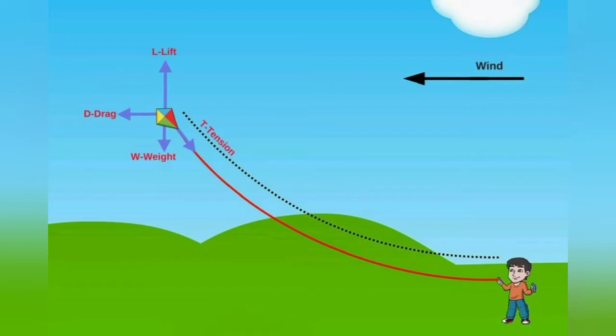Here is an awesome little graphic that I found online that illustrates how a kite flies due to all these forces affecting it, like the lift, the drag, the weight of the kite, and the wind. Of course, the tension on the string that you're flying the kite with.